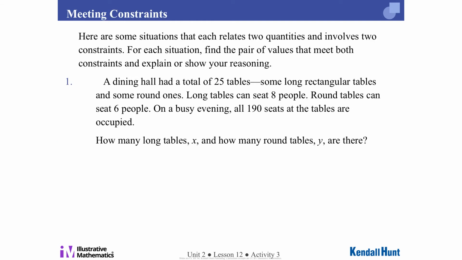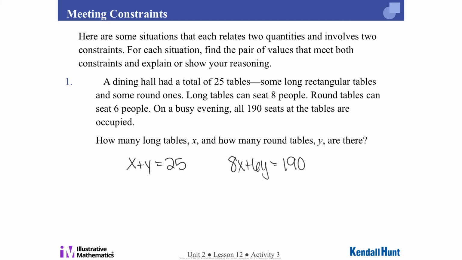In this situation, we have a dining hall that's totaling 25 tables. We're trying to find some situations that relate to quantities and involve 2 constraints. So this first situation with the 25 tables, some of them are long rectangular tables and some of them are round ones. Long tables can seat 8 people, round tables can seat 6 people. On a busy evening, all 190 seats at the tables are occupied. How many long tables X and how many round tables Y are there?